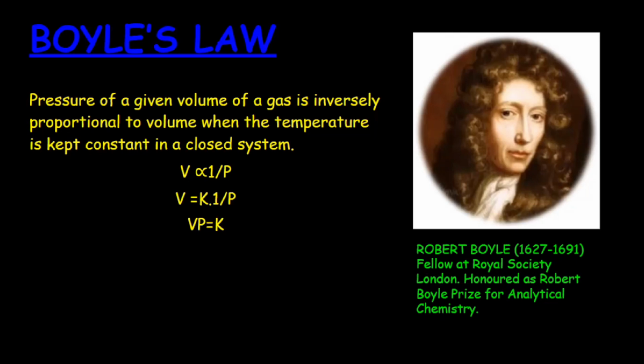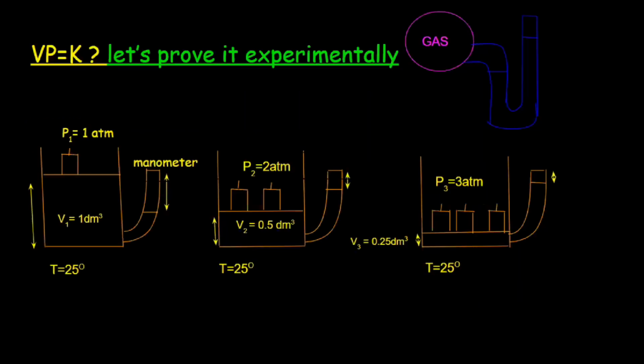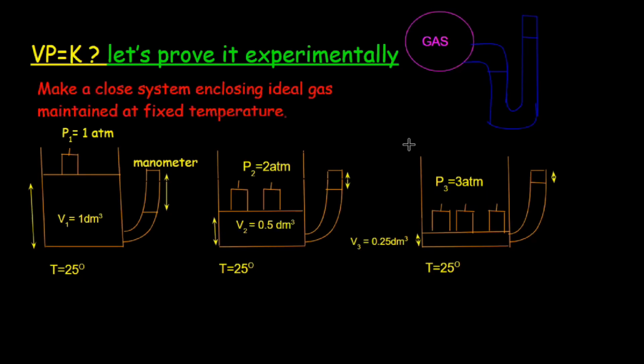Mechanistically, when the external pressure on the gas molecules is increased, the molecules come close to each other, their empty spaces diminish, and ultimately the volume of the gas decreases. Let's prove Boyle's law experimentally. For this, make a closed system enclosing an ideal gas maintained at a fixed temperature, which means that temperature and number of moles must be constant in order to prove Boyle's law.